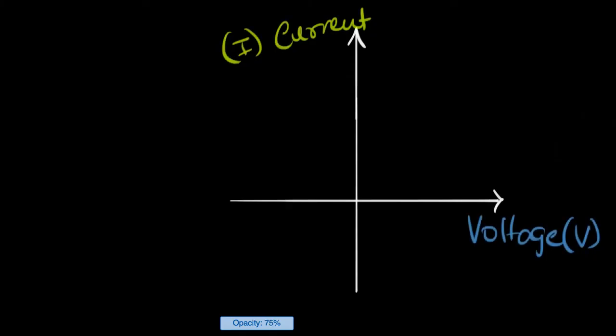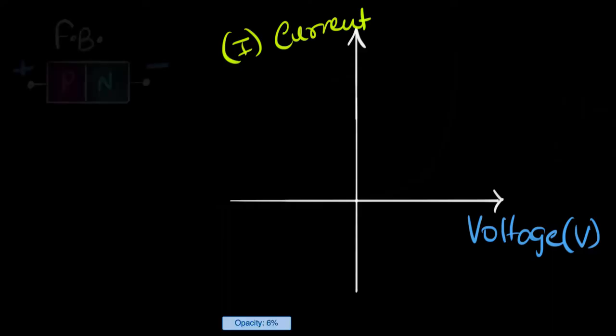So the picture we're going to draw is going to be a graph of voltage versus current. The voltage across the device will be plotted along the horizontal, and the current that flows through it will be along the vertical. All right, let's begin. Let's start with the forward biasing.